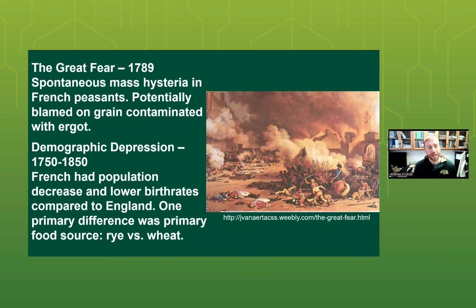Moving through history, the Great Fear in 1789, mass hysteria in French peasants, was potentially blamed on ergot. There was a demographic depression between the French and the English, and one reason for that is they think the primary food source of rye versus wheat may have influenced the amount of ergot probability.